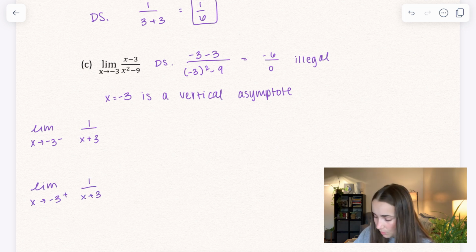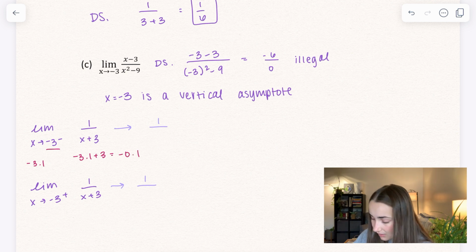Alrighty, so let's go ahead and see what both of these are approaching. The numerators are not going to change when we plug in -3, so they're both going to be approaching a value 1. But now let's go ahead and see what our denominator is approaching. So let's take a number just to the left of -3, so maybe -3.1, and we're going to plug that into the denominator. So -3.1 plus 3 is equal to -0.1. So this tells me my denominator is going to be approaching a small negative number. So when this happens, we have a 1 divided by a small negative number. That's going to shoot down to -infinity, right?